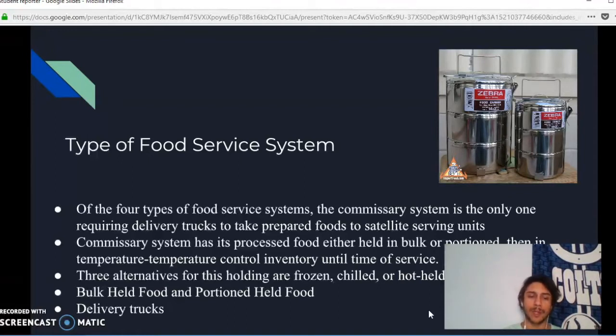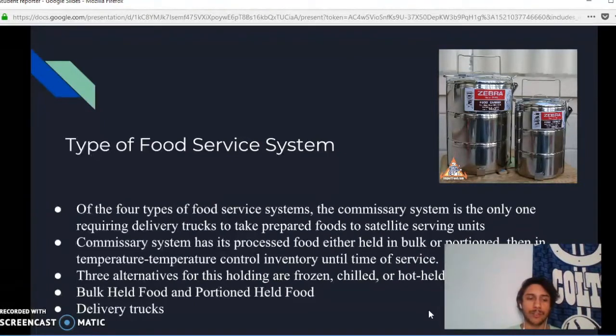Portion held foods are prepared foods that are filled at the commissary and are then held in insulated carriers. These carriers are loaded onto a truck for transfer to the service unit at scheduled times each day. The delivery truck driver is then responsible for unloading the truck and bringing back empty carriers to the commissary.